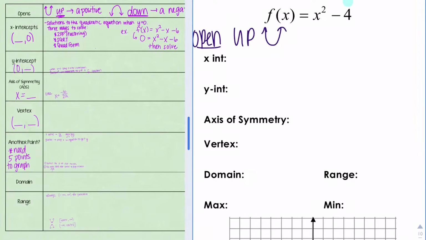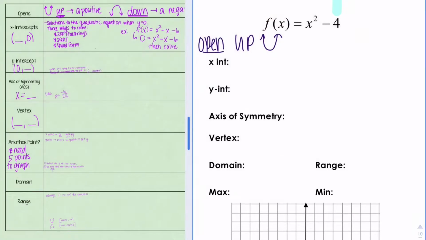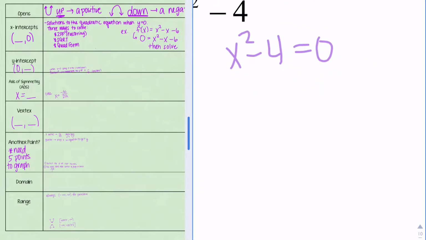Let's try our example over here now. So we need to solve this with a different color. So I'm going to put x squared minus 4 is equal to 0. And you could do two things. You can solve this by square root. You can solve it by zero product property, which is factoring. I think most of you would probably do square root method.